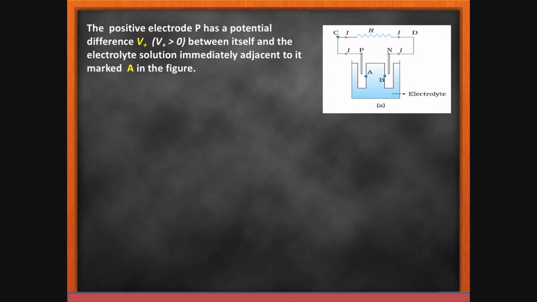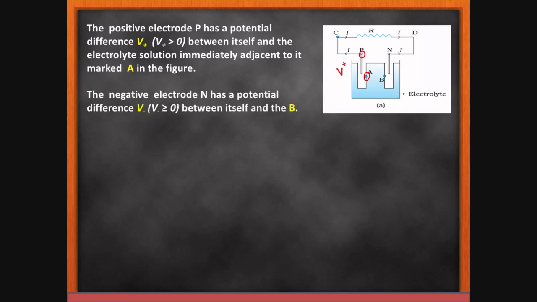Let's look at the mechanism inside the cell. What happens inside the cell? We are considering P as the positive electrode, so the potential difference between point P and point A is V plus, and the potential difference between N and point B is, say, V minus.